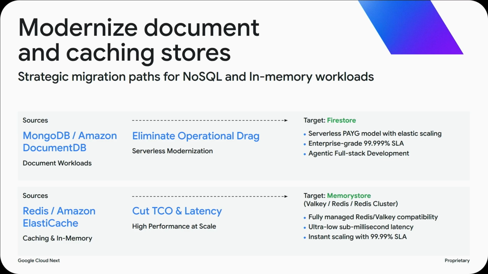Okay, what's next? What about the document store and caching store? So if you have sources like MongoDB or Amazon DocumentDB, and you want to eliminate the operational drag you get at the moment because you're self-managing it, you want to go for a serverless option there, modernizing so you can focus on your business. So Firestore is an option for you as a target.